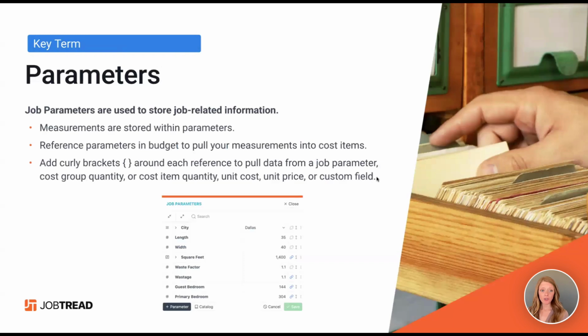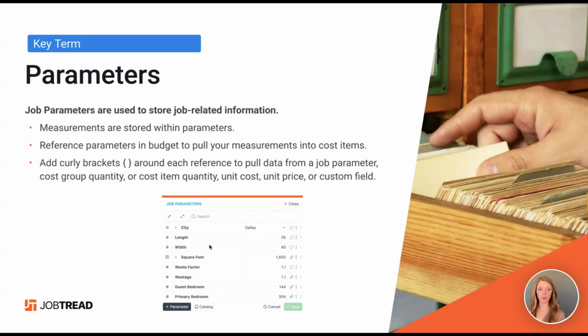So then I really want to introduce you to the concept of parameters. Some of you have been using parameters for your formulas, but for some of you, this might be a new concept. Parameters are essentially used to store your job-related information. You can have as many parameters as you need for your job, and then you can store data in them. The cool part about parameters is that they are also used to store your measurements. So you can have one or multiple measurements rolled up into a single parameter that you can then reference within your budget. You're going to see it in real time as we walk through it today.